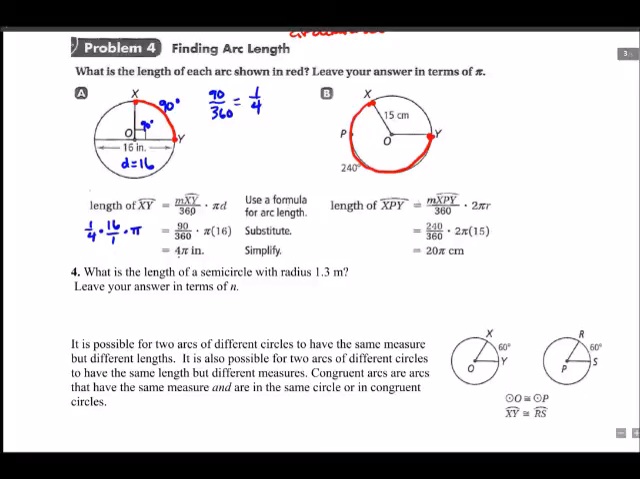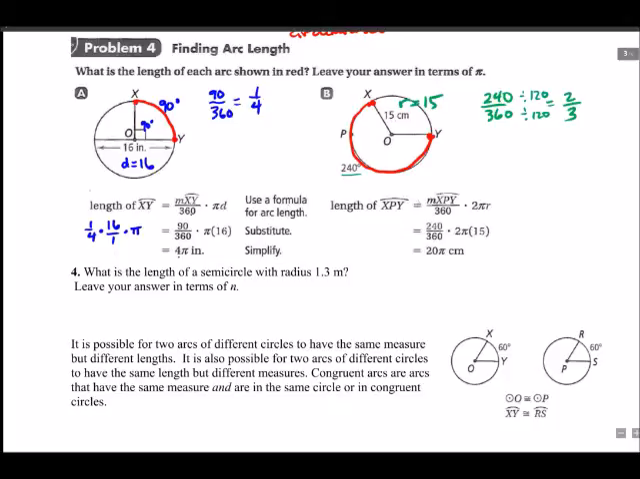Let's look at our other one. What do we know here? We know our radius is 15, and our arc measure is 240. What fraction of our circle is that going to be? 240 over 360. These are both divisible by 120. So a 2:3 ratio.